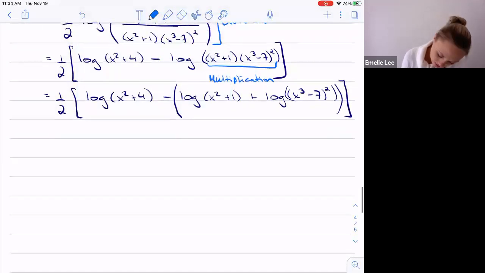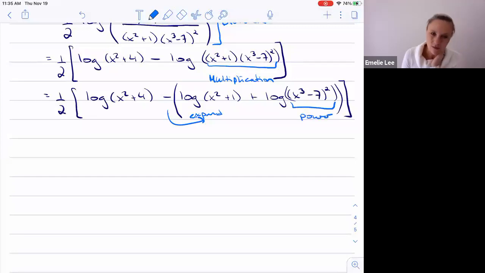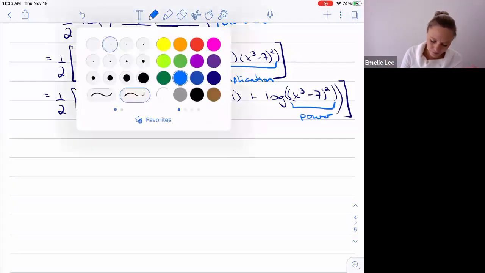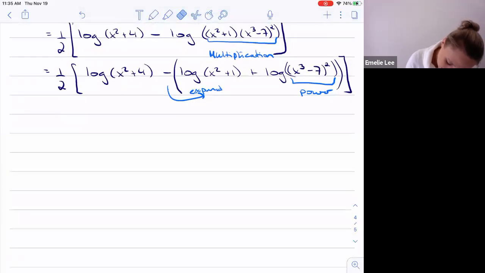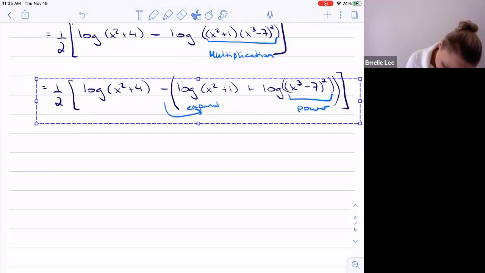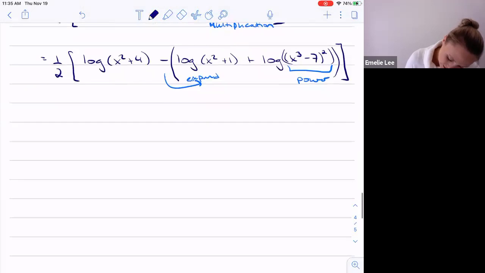Now, I'm going to expand this in, expand that negative, and I've got a power here. Very similar to the problem we started with. It's just way bigger now, right? So I've got room, so I'll bump it down a little bit. In fact, I might move all this down one, just to make it a little bit easier to read.